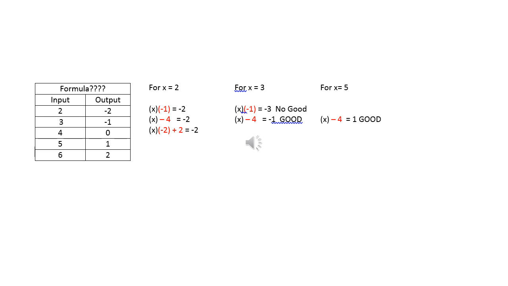When we're pretty sure we have the right number, we'll pick another number from the input column just to make a final check. So this time I chose to use x, the input, equals 5. And we need to get an answer of 1 as the output. So if I substitute it in, 5 minus 4 equals +1. That's good. That's what I need. I have the answer. And I'm all done. My formula is x minus 4 equals y.